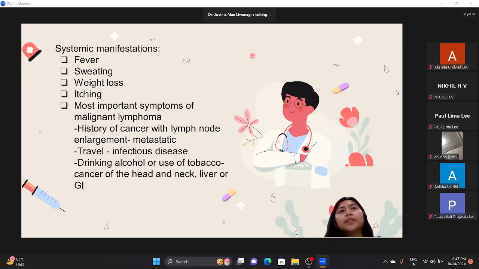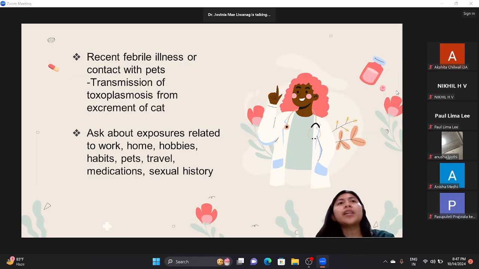So another thing you will ask the patient is, is there any recent febrile illness or contact with pets? So for example, toxoplasmosis from the excrement of cat. And we should also ask about the exposures related to work, home, hobbies, travel, medications, and even sexual history.